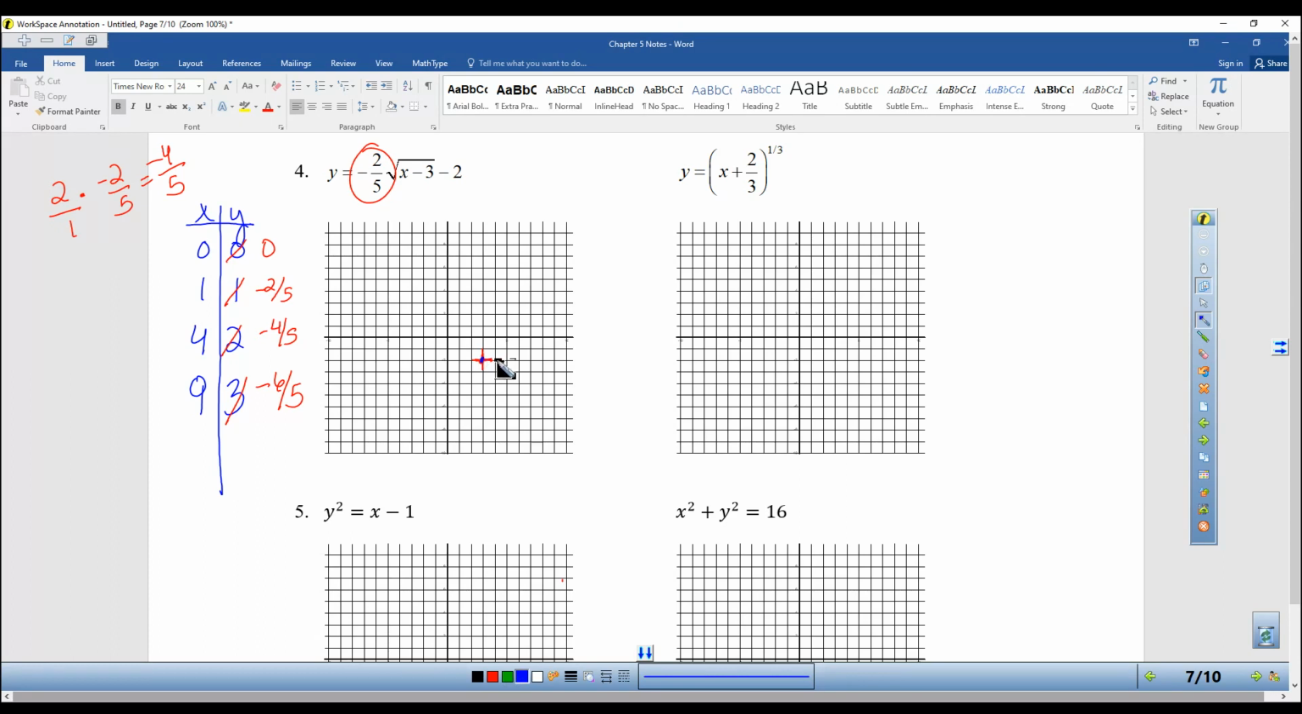0, 0, 1, negative 2/5. 4, 1, 2, 3, 4. Negative 4/5. Don't get to the 1. And then finally, 9 out. I would finally, way out here, be more than 1. Negative 1 1/5. So in other words, you really need to make that shallow. Maybe even more shallow than I did. That's what it would look like.